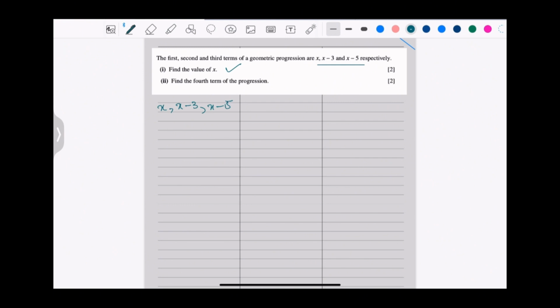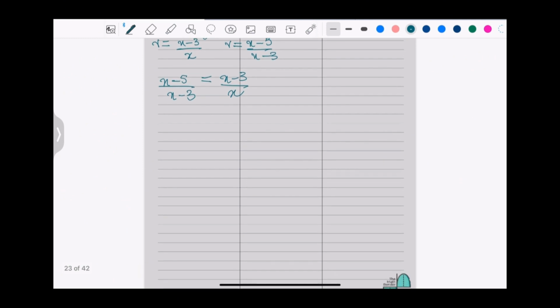So I can say the ratio is x minus 3 over x, but the ratio is also equal to x minus 5 over x minus 3. They both are supposed to be common and equal. So I can write this as x minus 5 over x minus 3 is equal to x minus 3 over x. Moving on, x minus 5 is equal to x minus 3 whole squared.